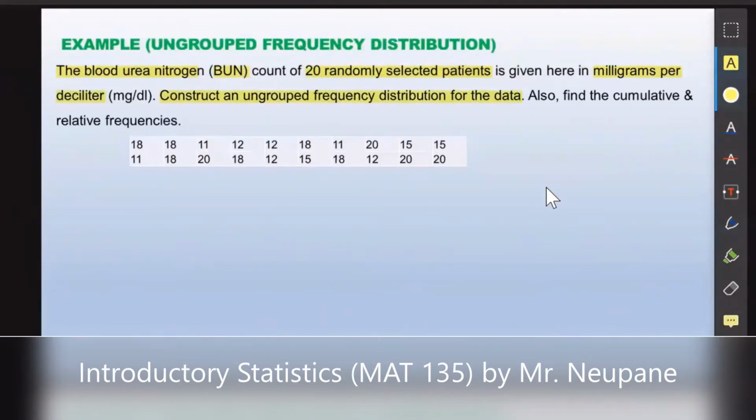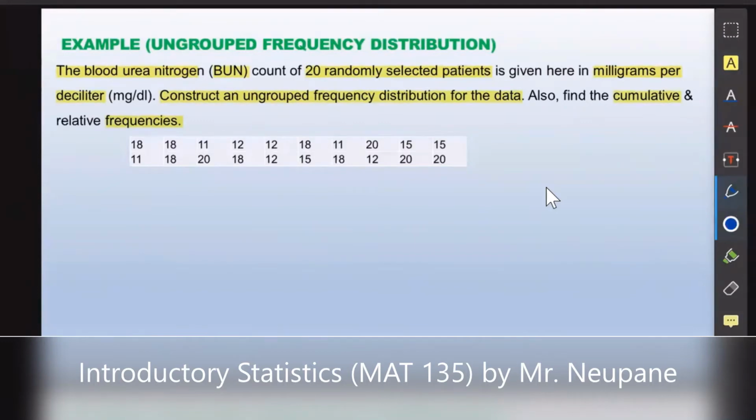When you say ungrouped distribution, you are not making any class. Instead, you are just calculating the frequency for each. And after you construct the ungrouped frequency distribution, we are also asked to do 2 more things here. We are asked to find the cumulative frequency and relative frequency on that table. Let's see what those things are and how we can do this.